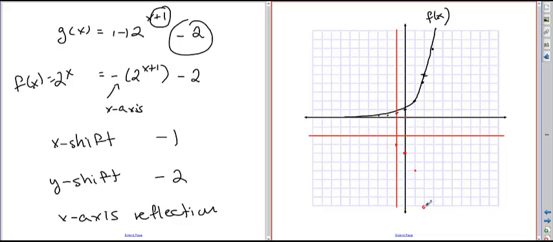And then we do the reciprocals. So here we have 1/2, 1/4, 1/8, and then we approach that line from the other direction. So that's how you handle x-axis or y-axis reflections.